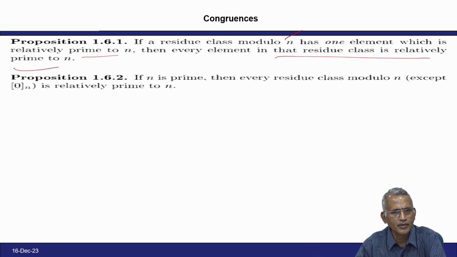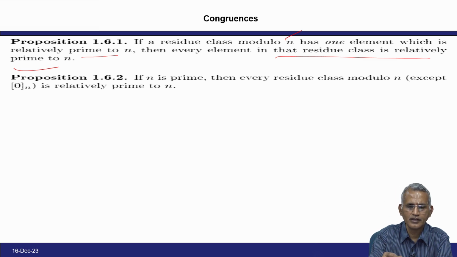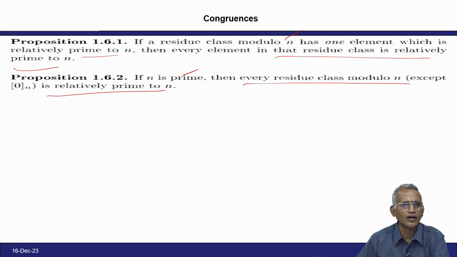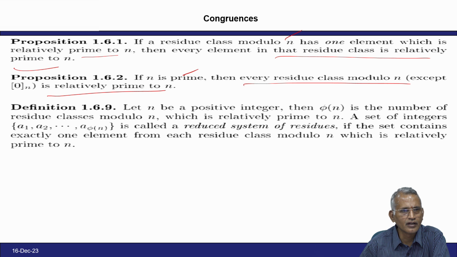Next we have a proposition: if n is a prime, a prime being a number divisible only by itself and 1, then every residue class under modulo n other than residue class 0 is relatively prime to n. So if the number is prime, this will come by default. Except for the class 0, every residue class is relatively prime to n.